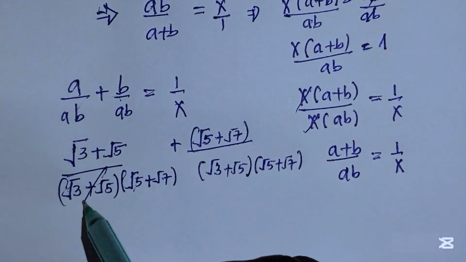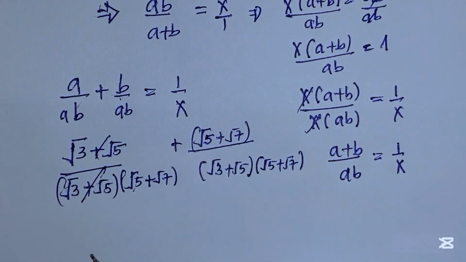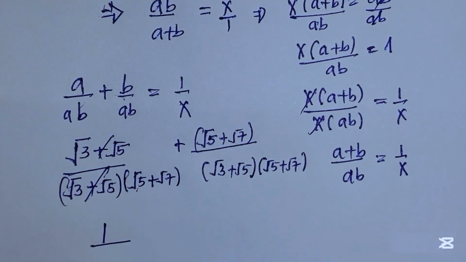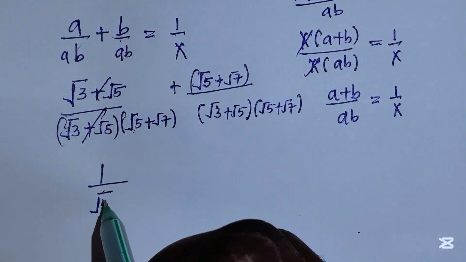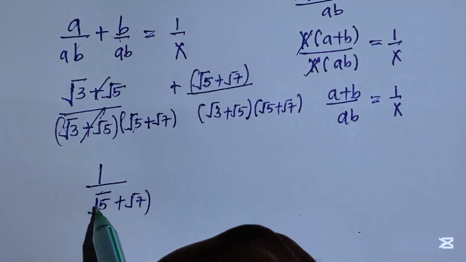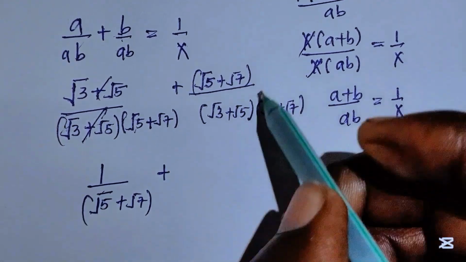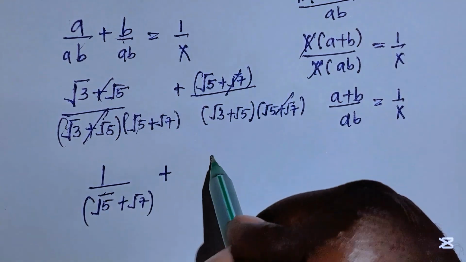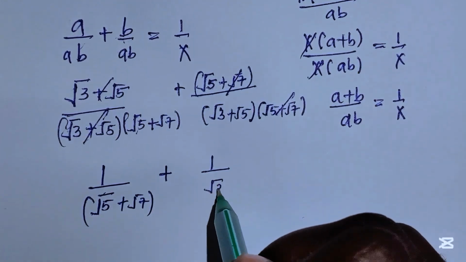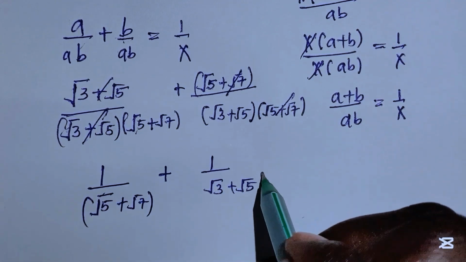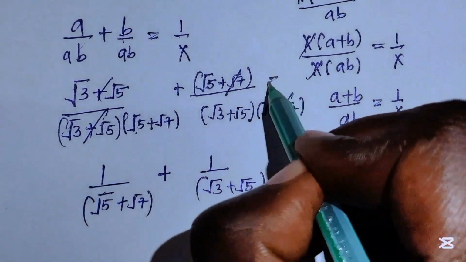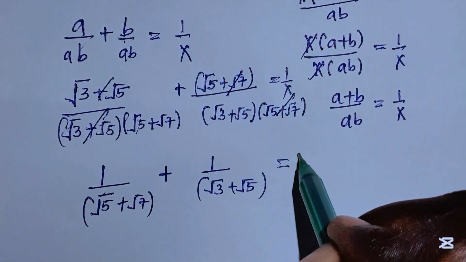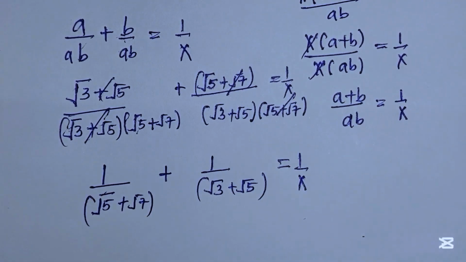Then what are you going to do? This one and this will be cancelled to get 1 over square root of 5 plus square root of 7, then plus this and this go to get 1 over square root of 3 plus square root of 5, okay. Then here, don't forget that this equals 1 over x, okay.